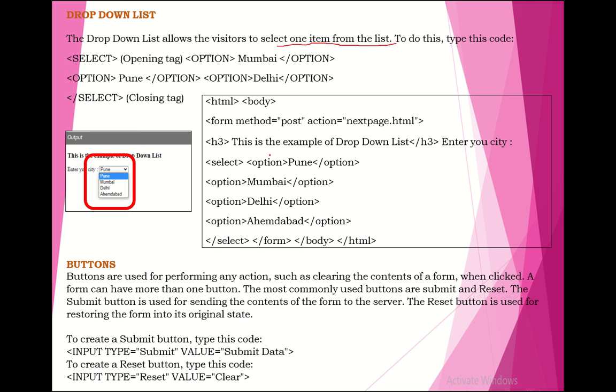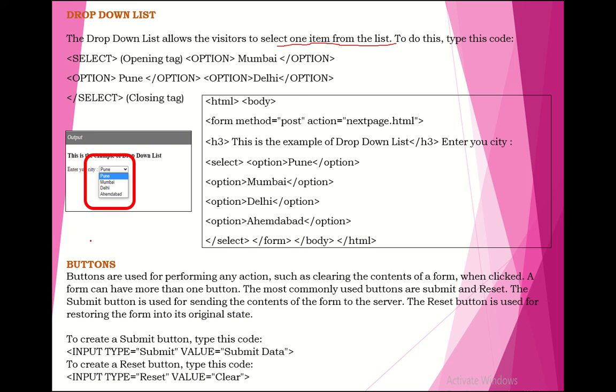Next part is, can you see here? If I see normal text, it's just Pune. But if I click on the arrow which is shown here, then I will get a drop-down list stating Mumbai, Delhi and Ahmedabad. The list will come down and from that list I can select any one option.